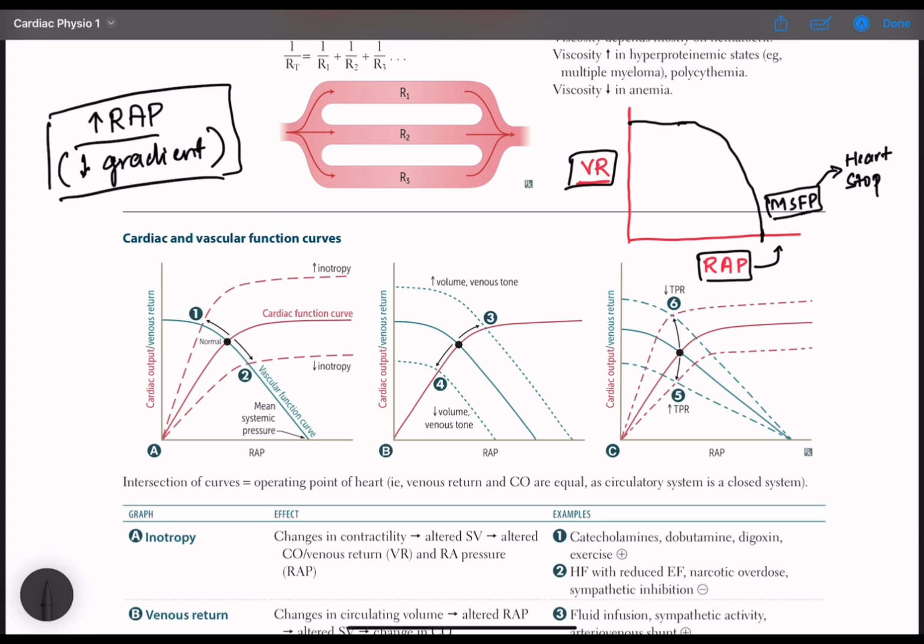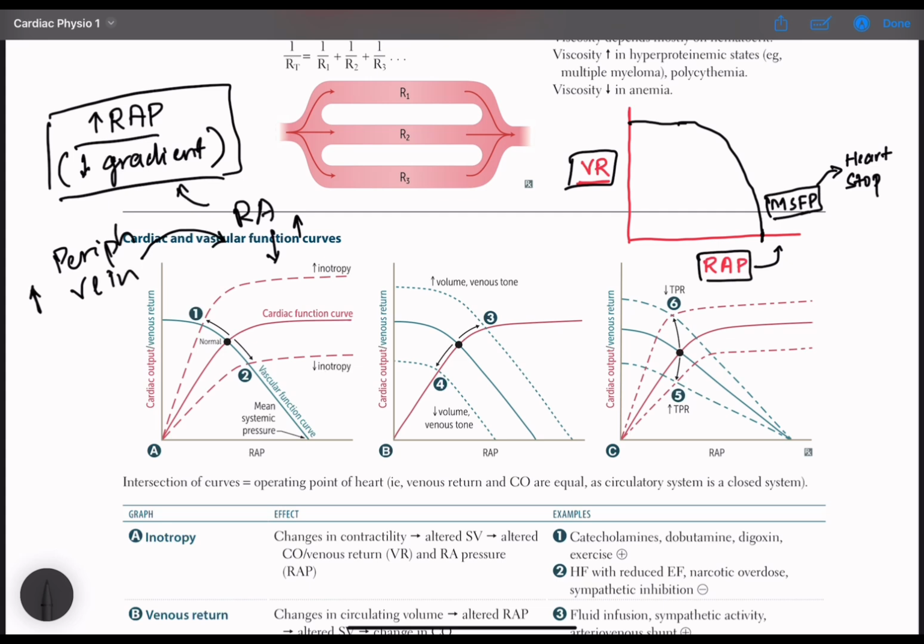Blood reaches the right atrium due to the gradient, or the pressure difference, between the peripheral veins or venules and the right atrium. The pressure within the right atrium is low while the pressure in the peripheral veins is high. So blood moves from high pressure areas like the peripheral veins into the right atrium. If we increase the right atrial pressure, then the gradient diminishes and we have a decline in venous return.